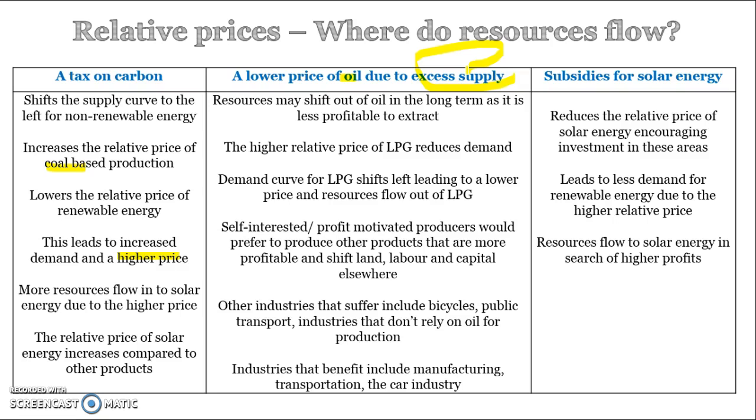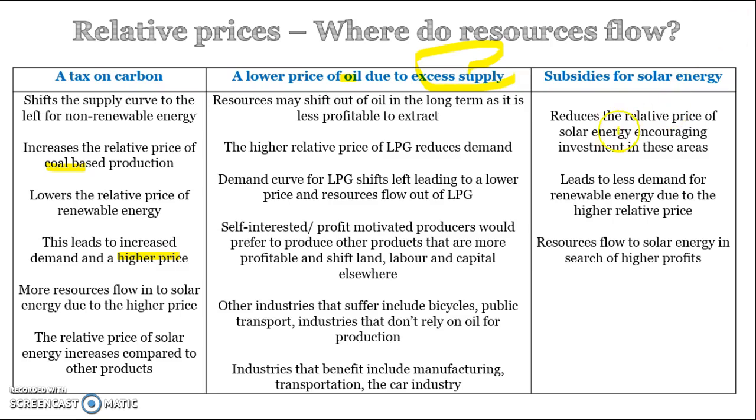Other industries that may suffer from lower oil prices include bicycle industries, because more people might drive, public transport, because more people might drive, and then any industry that doesn't rely on oil for production could potentially suffer. Industries that would benefit would include anyone that uses oil in production, so manufacturing industries, transportation, so transporting using trucks and stuff because they use oil, and the car industry would benefit. There'd be more demand for cars as well.